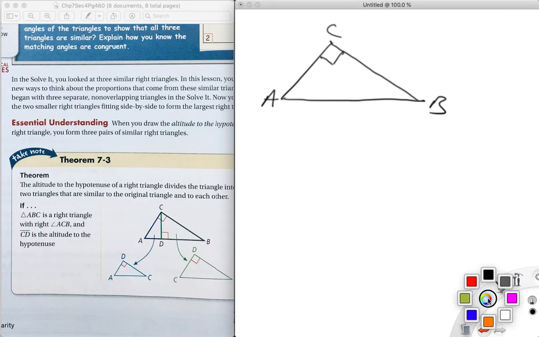And we have the altitude. Altitude is basically the height of the triangle. So the altitude comes down right here and connects over here at point D. This altitude forms other right angles right here. So it's a perpendicular segment from the vertex of the 90-degree angle down, forming two other 90-degree angles. What Theorem 7.3 says is that this altitude helps form two other smaller triangles, and they're also smaller right triangles.